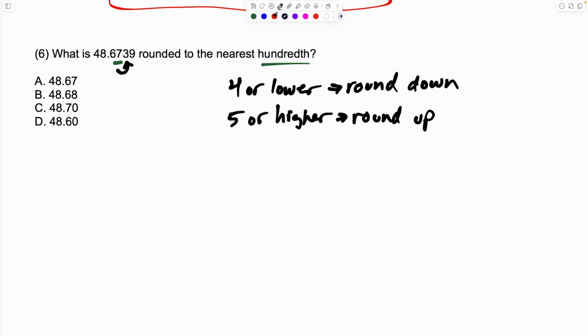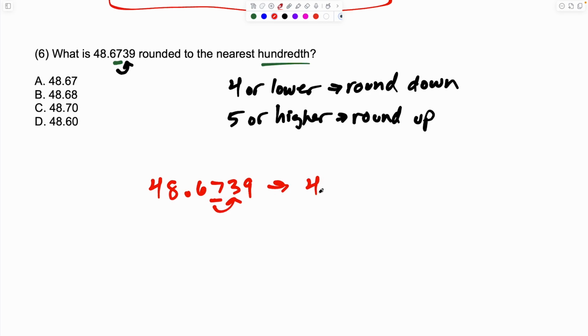So when I look at this, I see, okay, to the right of the hundredths place is a 3, which falls in this category, 4 or lower. So we round down. So I'm going to take this number here, the 48.6739. And once again, so here we have a 4 or lower.